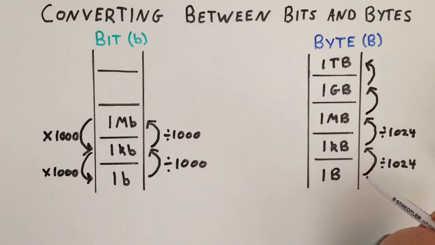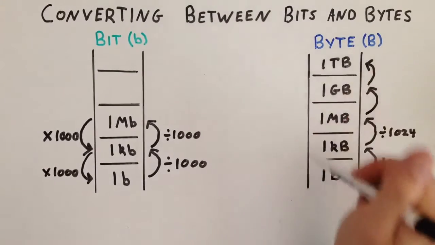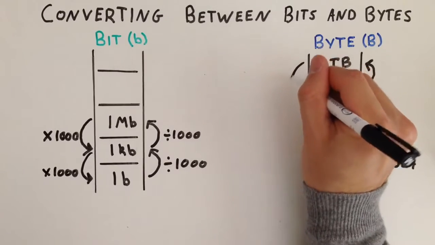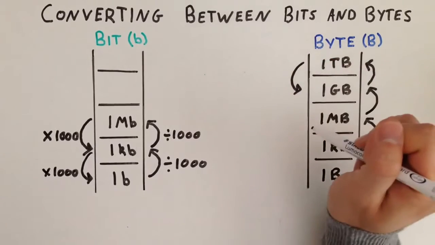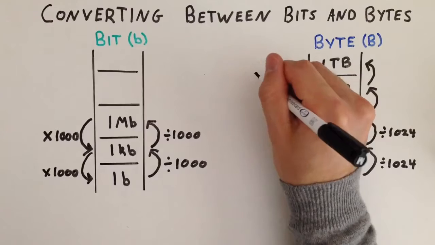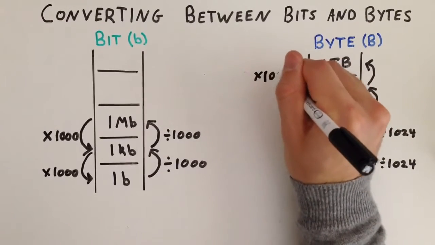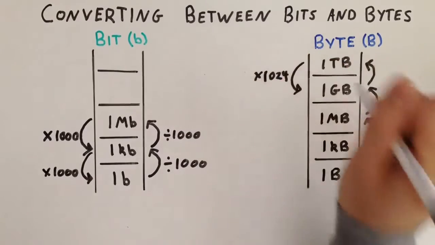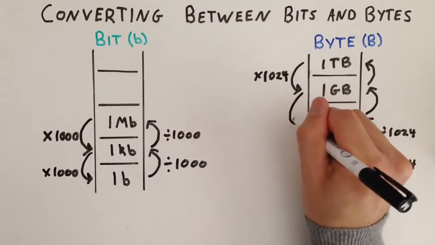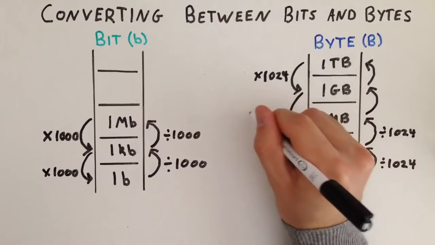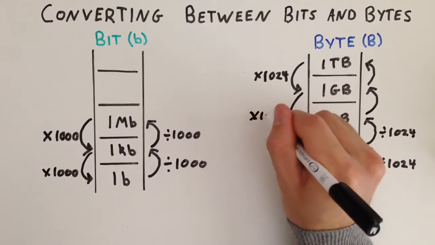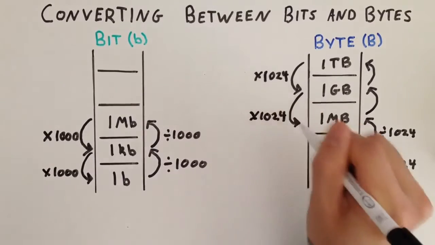So if we're dividing when we're going up the ladder, we multiply to go down the ladder. So 1 terabyte is equal to 1 times 1024 gigabytes. Again, 1 gigabyte is equal to 1 times 1024 megabytes, and so on.